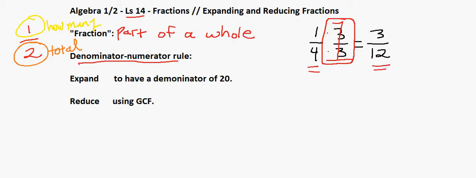Now, the other thing I want to mention is you probably see this and think, nails on a chalkboard, alert, this just feels wrong, I'm going to get marked off. Why? It's what we call not in lowest terms. It's not reduced. This is actually an expanded version of 1/4, but that is something we want to be able to do in this lesson too.